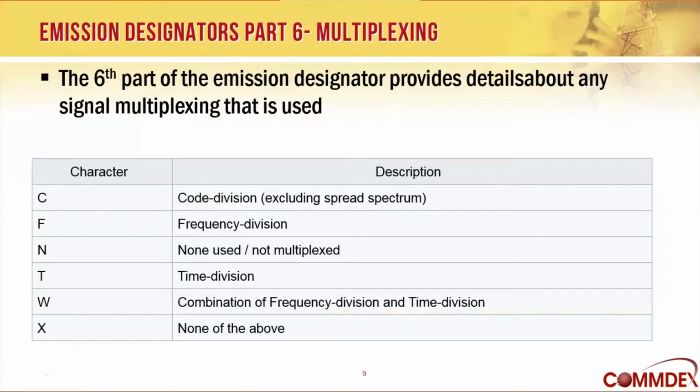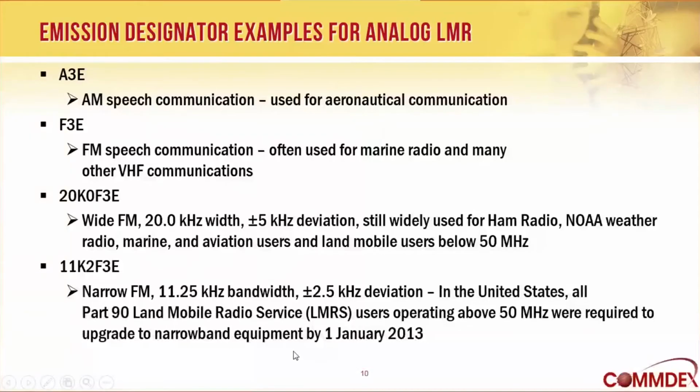And here's where our FDMA and TDMA come into play. F for frequency division, T for time division. We might have a combination of frequency and time division. And our CDMA for code division multiplexing, our code division multiple access. So let's look at some common emission designators that we might see.